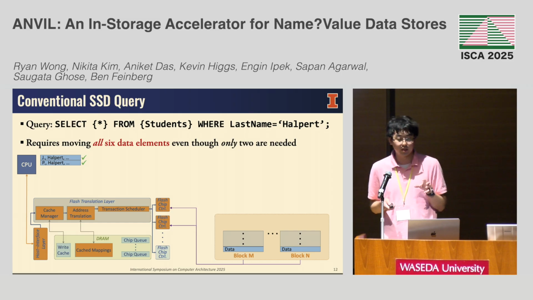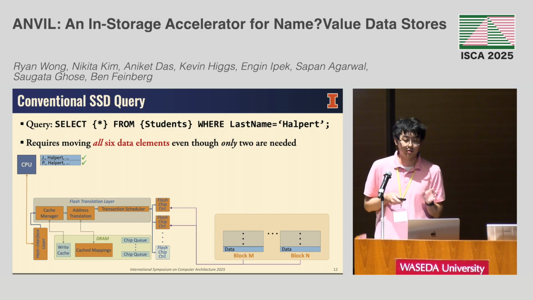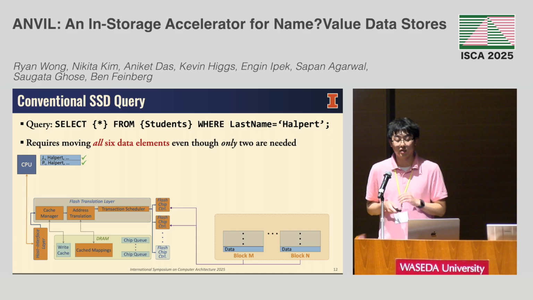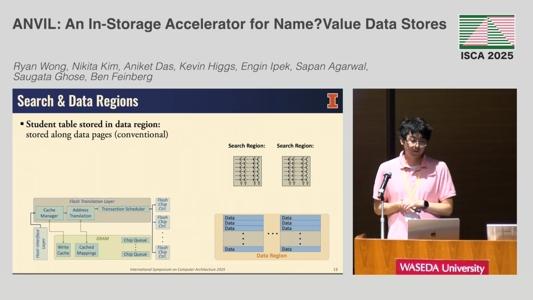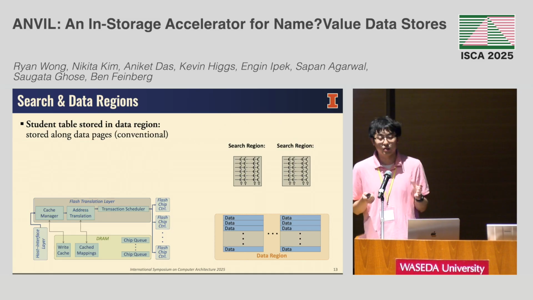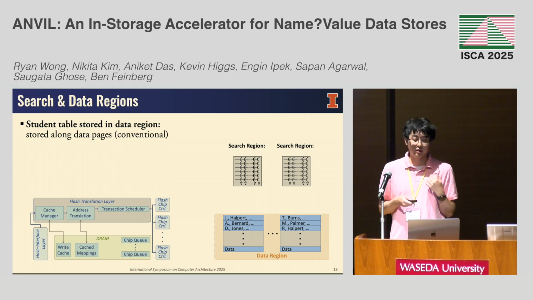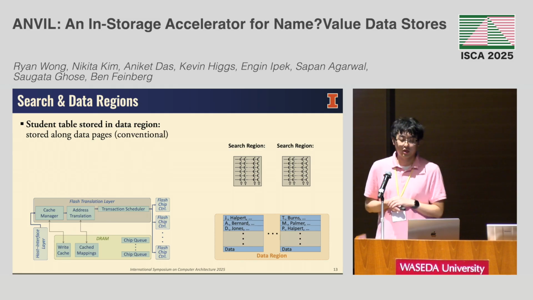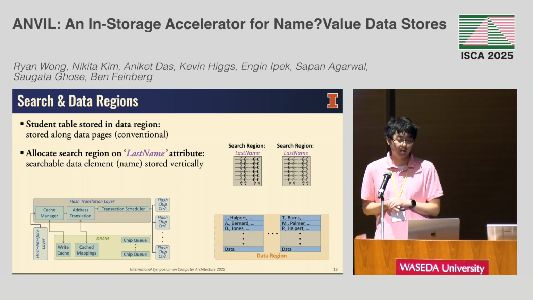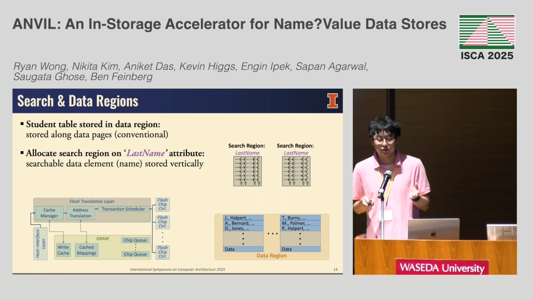Now that I've set this up, let's take a look at how we can execute the same problem on top of ANVIL. So first, we have these two regions. We have the data region in which we store the data, as I mentioned, in a conventional format, just as before. Now, we would allocate a search region which corresponds to the surname data, which provides the searchable functionality.